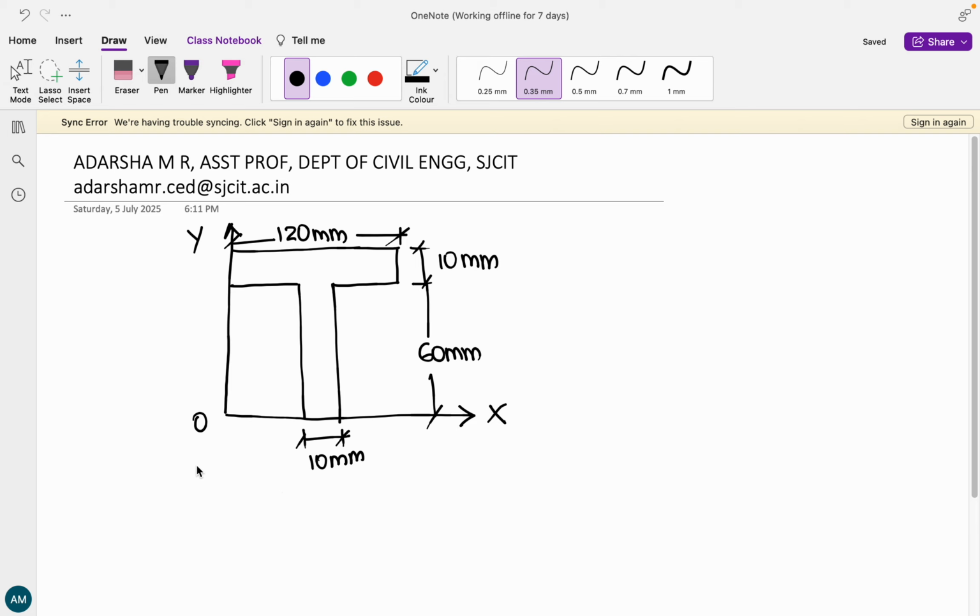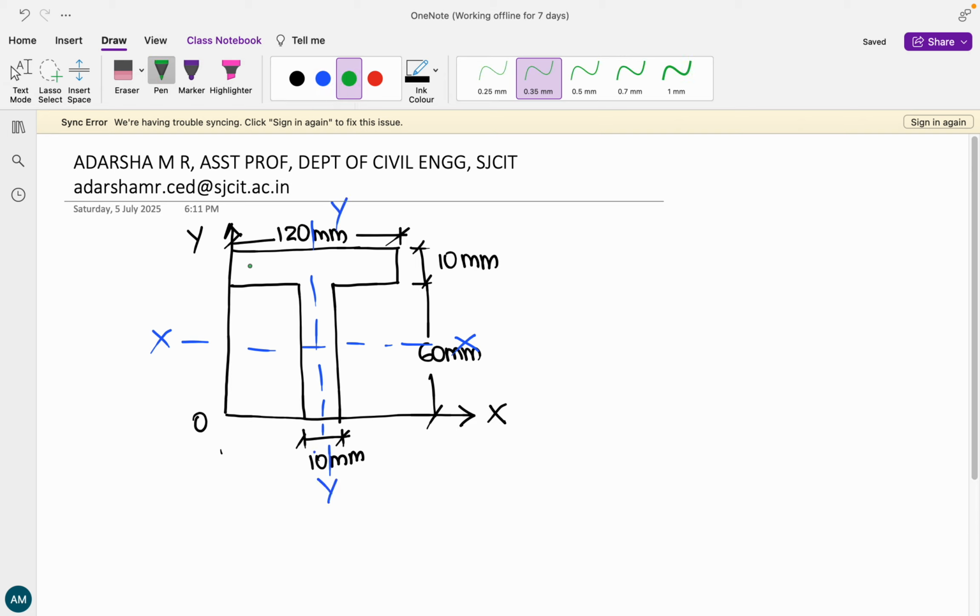In today's class, let us see how to find the centroid of this simple T section that is given. The first thing to observe is that the x-axis and y-axis have already been mentioned and are given at the extreme left hand side corner. First, let us mark the centroidal axes. The centroidal axes are going to be present somewhere like this: xx followed by y.